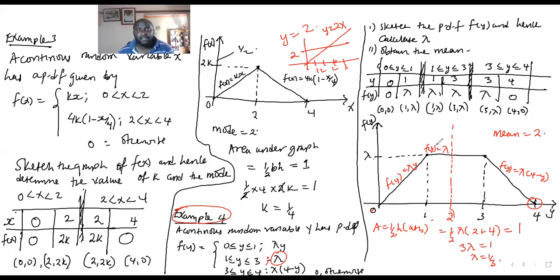The graph will give, if you know that this is the perfect half of the graph, the corresponding x values when you get the half of the graph will predict for you the mean. Okay, so thank you.